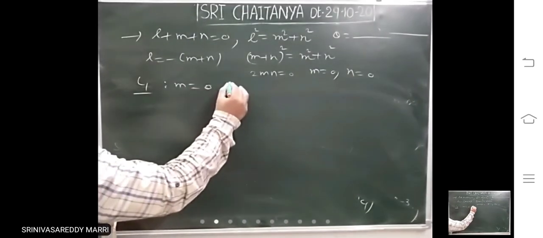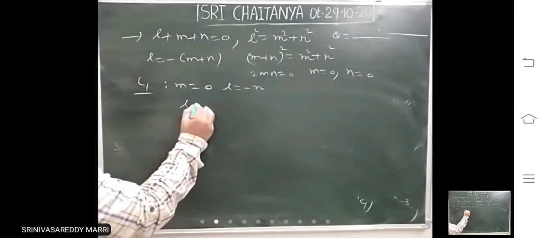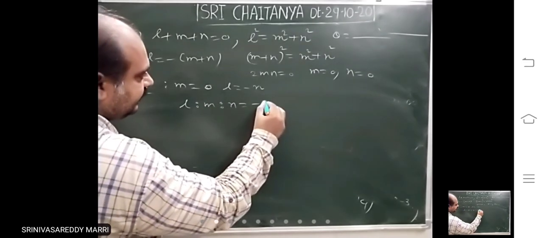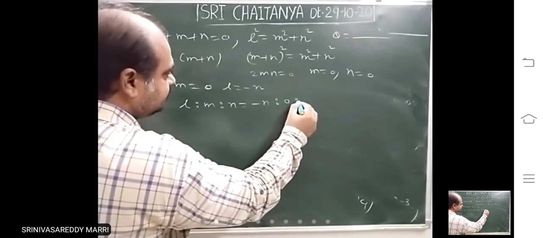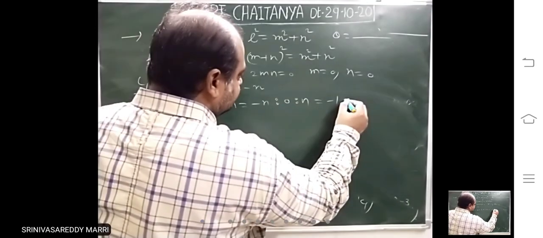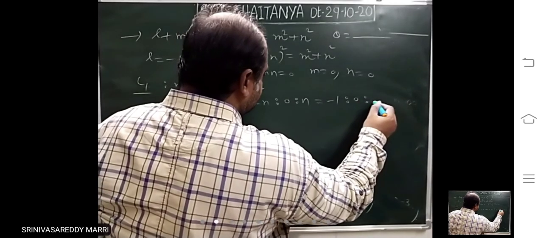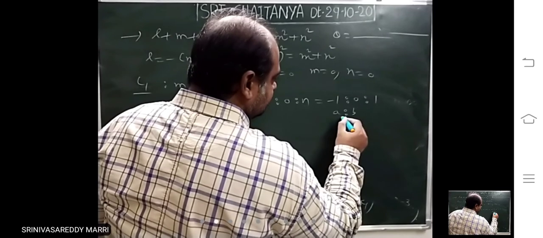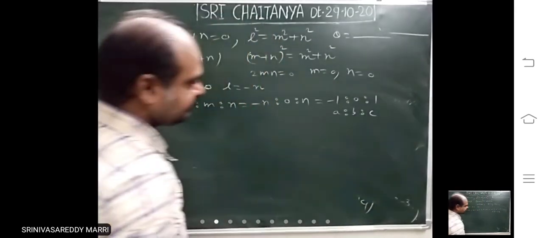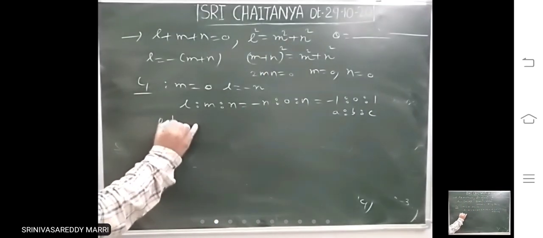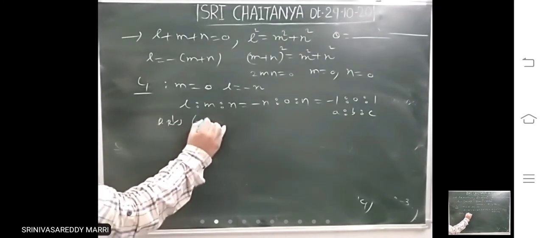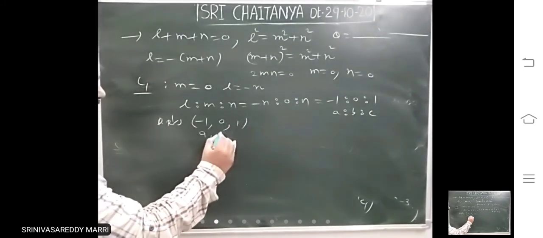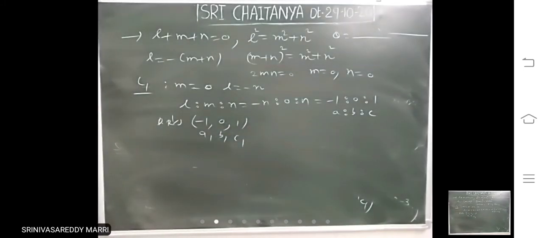M equal to 0 means L is what? Minus n. So L is to m is to n. So L is minus n is to m is 0. Keep n like this. So minus 1 is to 0 is to 1. This is nothing but A is to B is to C. So therefore DRs means minus 1, 0, 1. This is A1, B1, C1 for line 1.